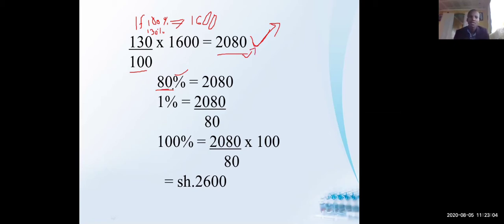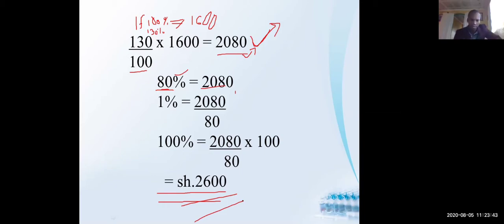So if this is equivalent to 80%, now 100% for the marked price will be what? You multiply this by 100, then you divide by 80, which will now give you the marked price of 2,600. So this is our answer, how to make that calculation. That is how you should be able to know that.